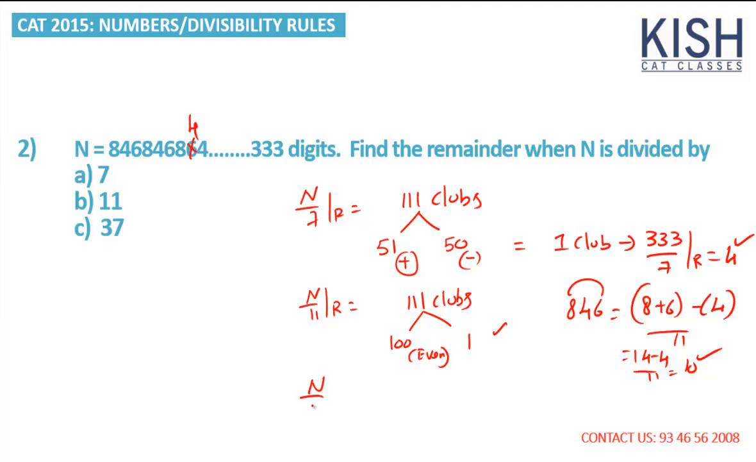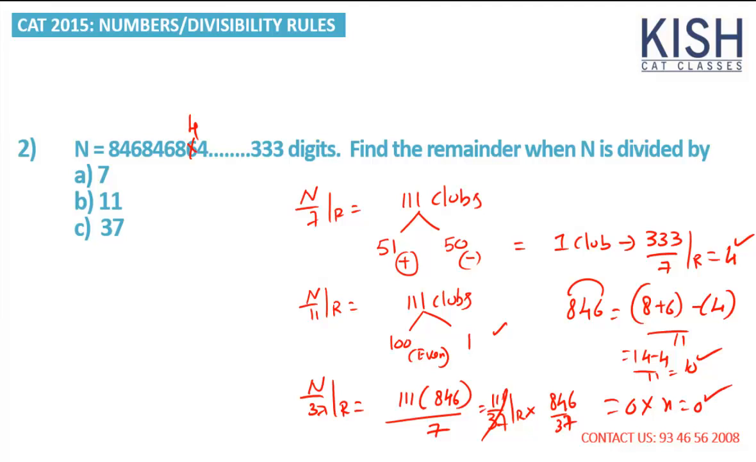N divided by 37 remainder. It's very simple. We just need to add every single club. Here the number of clubs is 111. So 111 into 846 divided by 37. No need to multiply 846 with 111. So 111 divided by 37 remainder into 846 divided by 37. Now 37 3s are 111, so the remainder is 0. 0 into some value x, that's going to be 0.